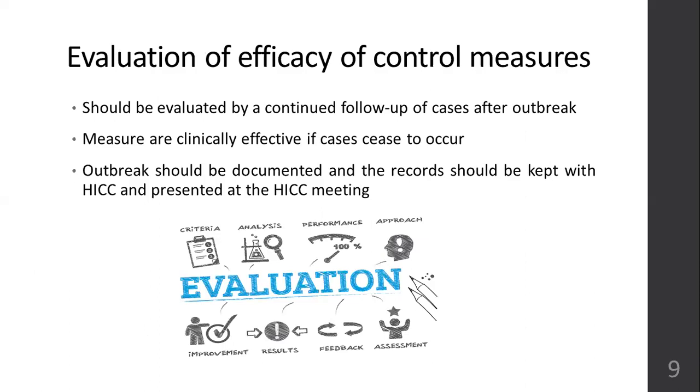Evaluation of efficacy of control measures. Control measures should be evaluated by a continued follow-up of cases after the outbreak. Measures are clinically effective if cases cease to occur. When cases decrease one by one after a specific period of time, that's when you say whatever measures you took were effective. The outbreak should be documented and the record should be kept with the hospital infection control committee, and it should be presented in the hospital infection control meeting as well.